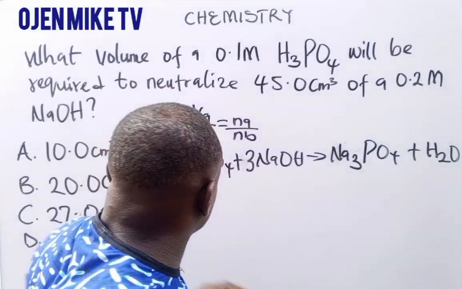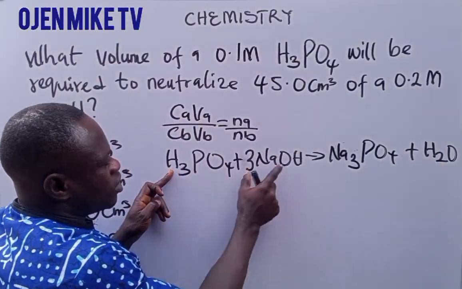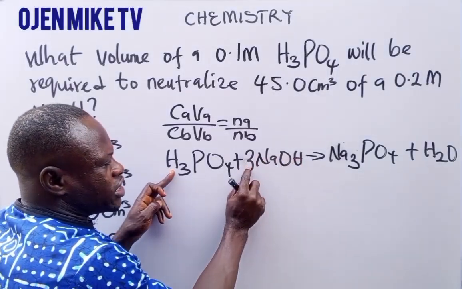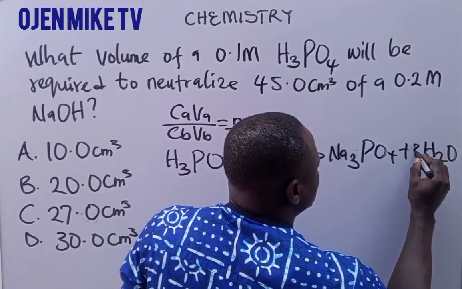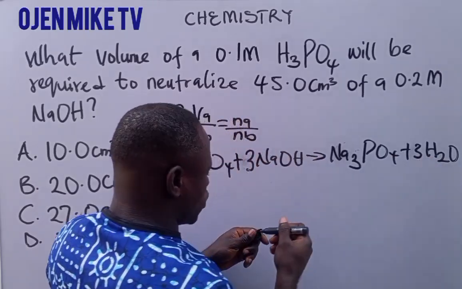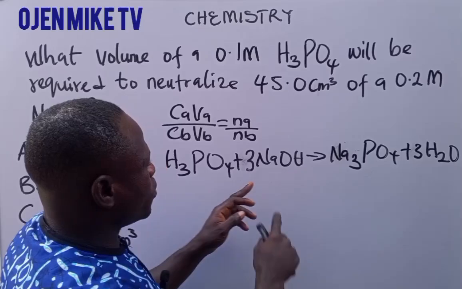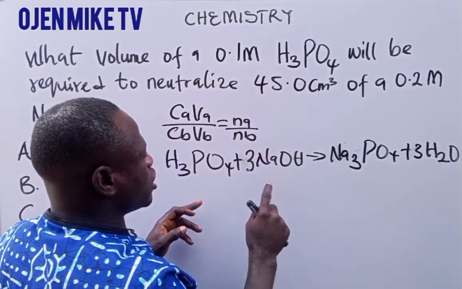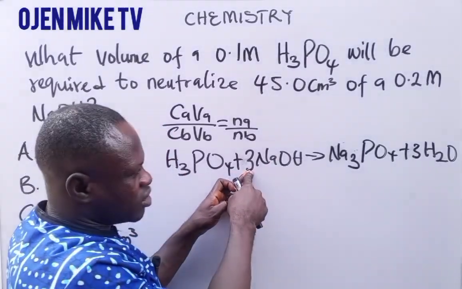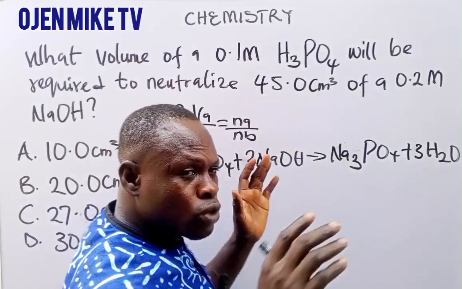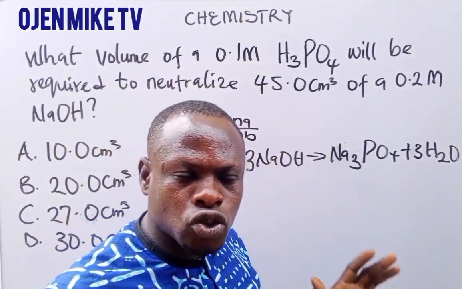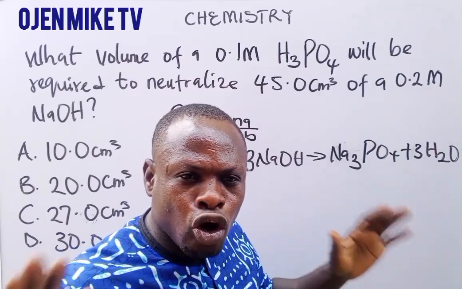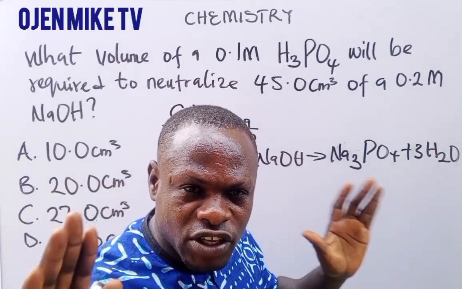Now check whether this equation is balanced. H here is 3. 3 times 2 gives us 6, and here we have 3, plus 4 H here, and 2 here. That is 7. Oxygen is balanced. Let's go to sodium. Sodium here is 3, sodium here is 3. So the equation is balanced. Balancing a chemical equation means the reactants and products must have the same atoms.